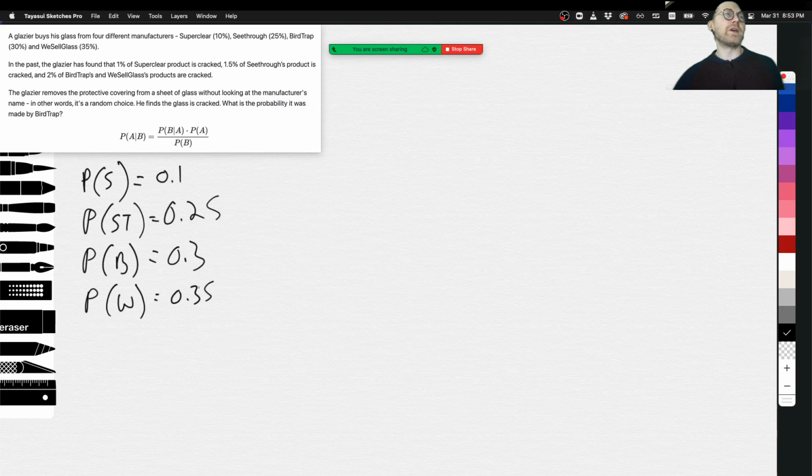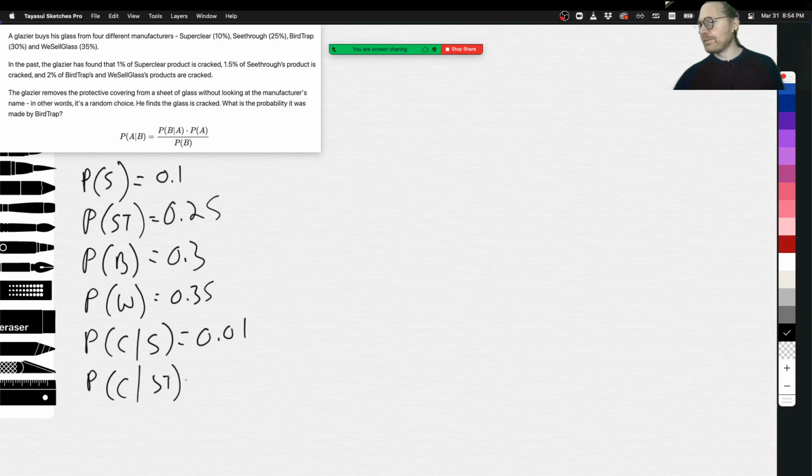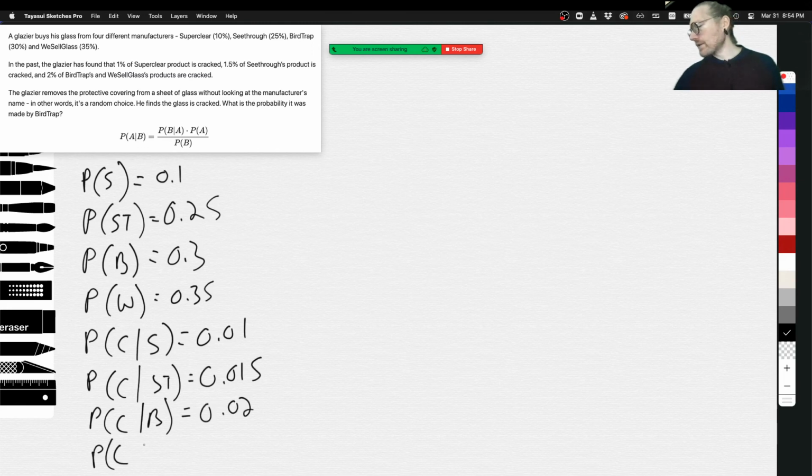The glazier found that 1% of super clear product is cracked. So we've got these other probabilities. Cracked given super clear is 0.01. Cracked given see-through is 0.015. Cracked given bird trap is, what is that? Is 0.02. And cracked given whatever's left, we sell glass, is 0.02.